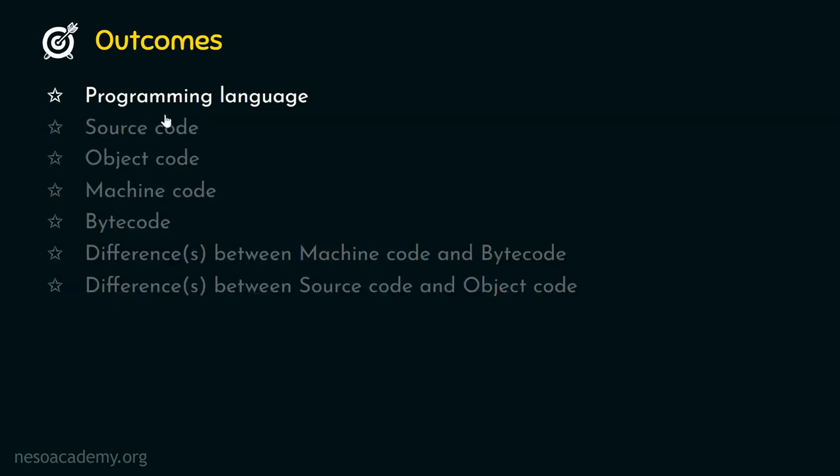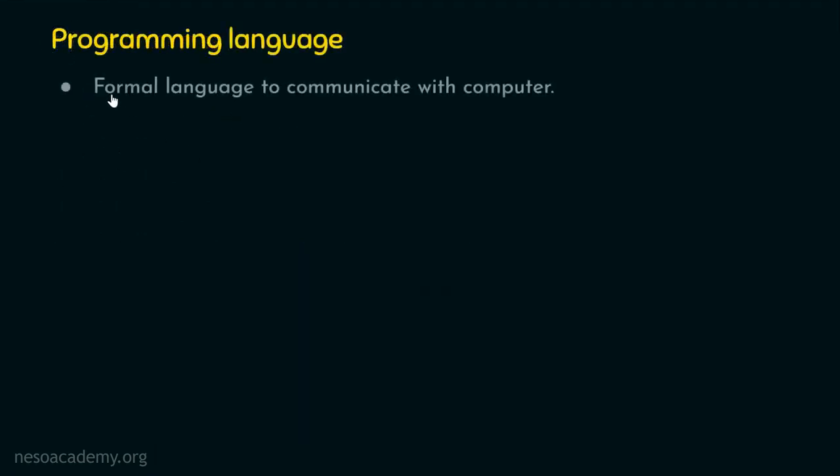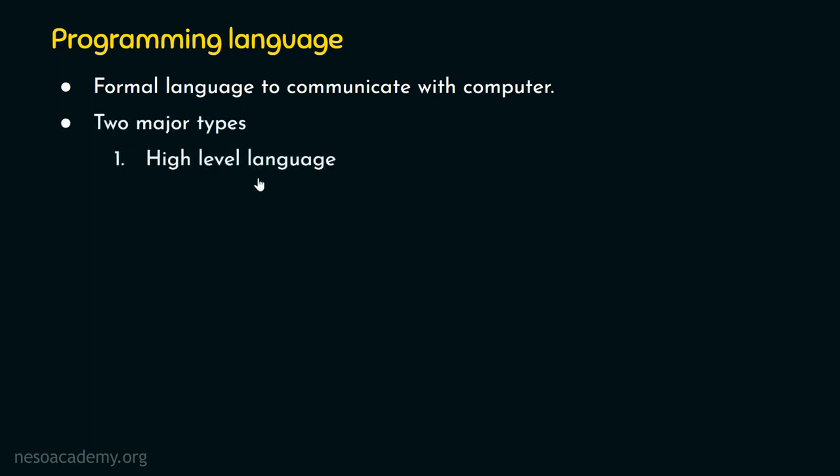Now let's see what exactly is a programming language. A programming language is a formal way or a formal language to communicate with computers. Basically, we need a medium or a way to instruct computers in order to perform any actions. Well, programming languages are that medium, which enable us to instruct computers for any kind of task. There are mainly two types of programming languages. First of all, we have the high-level programming language, and then we have the low-level programming language.